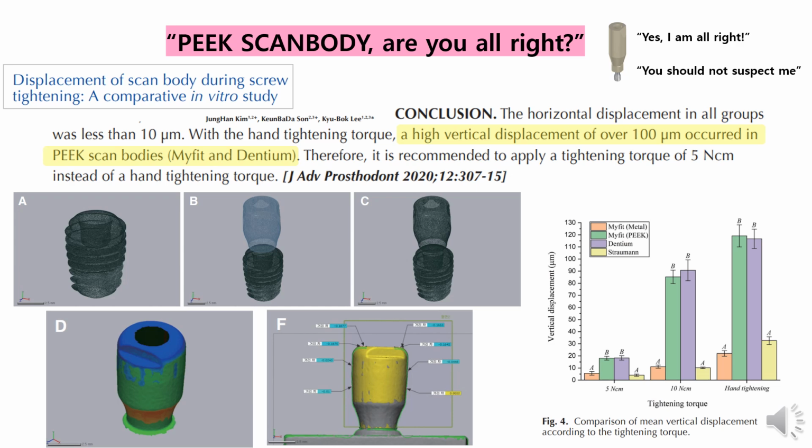It cannot be blamed for this occlusal error. The takeaway from the paper is that the recommended force to tighten with is 5 Newton centimeters, which is a comparable force to that used to tighten the healing abutment.